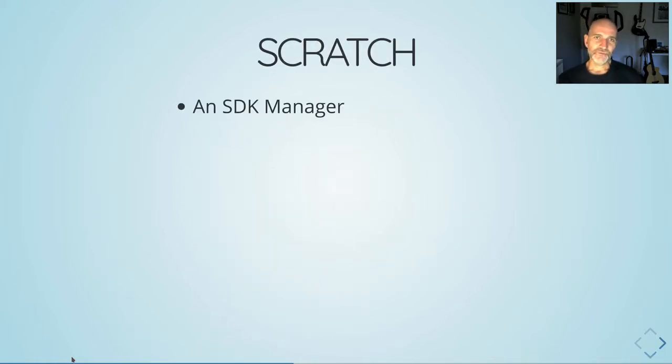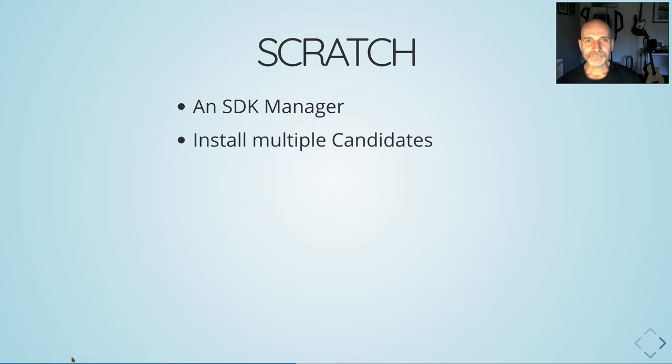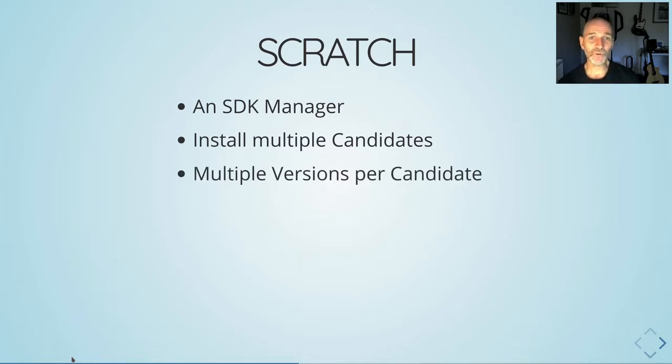So the scratch was to write an SDK Manager. I wanted it to install multiple candidates. At the time, I was using mostly Groovy and Grails. But very soon I found myself moving into other realms, and soon after that I started doing a lot of Scala. So I was doing the same thing again all over, this time just with different SDKs. One thing I did want though is to have multiple versions per candidate. When I say candidate, that would be something like a Kotlin or a Groovy or whatever gets installed by SDKMAN.